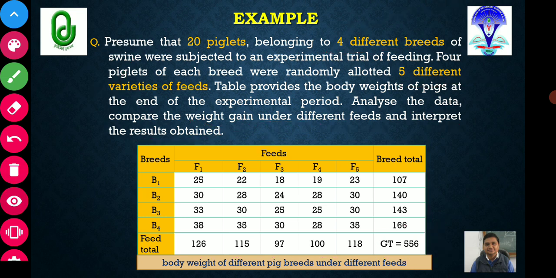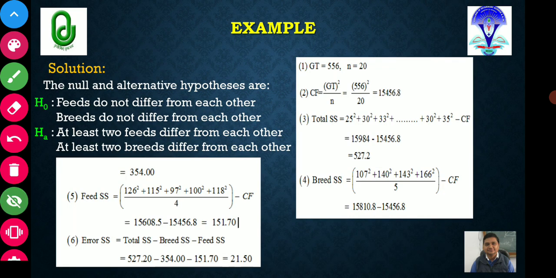Now we will do the analysis. First of all, we will set the hypothesis. What is the hypothesis? Null and alternate hypothesis. The null hypothesis is that feeds do not differ from each other, and the second null hypothesis is that breeds do not differ from each other. So null hypothesis means there is no difference. Now the alternate hypothesis is that at least two feeds differ from each other and at least two breeds differ from each other.